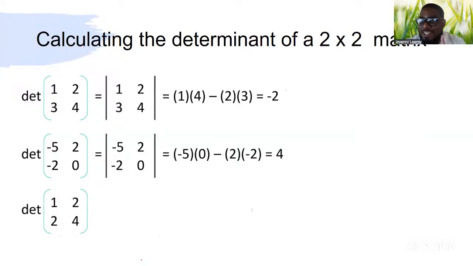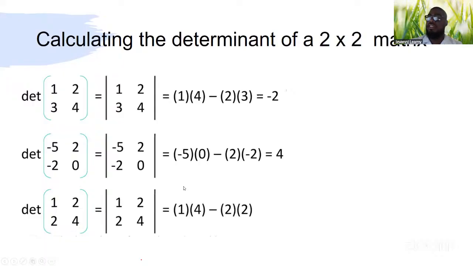So that's 1 to the girls. 0, sir. 0? All right, 1. Let's see if that's true. So 1 times 4 is 4. 2 times 2 is 4. So we have 4 minus 4. And that is indeed 0.